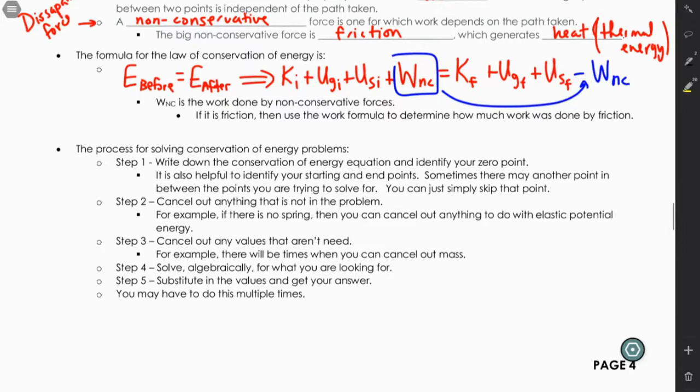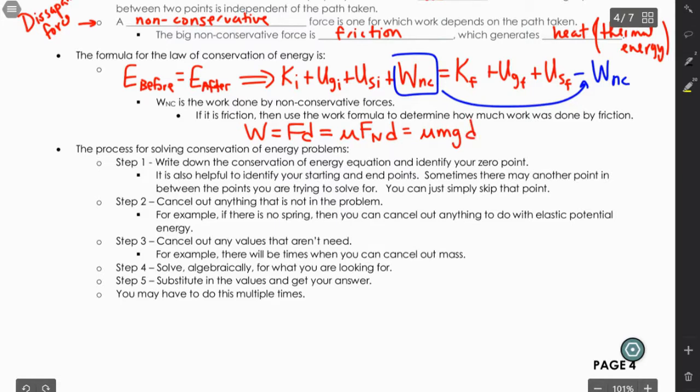And so work sub NC is the work done by non-conservative force. If it's friction, then you're going to use the work formula to determine how much work was done by friction. So remember, work is force times distance, but in this case, the work done would be your frictional force, which is mu times Fn, which typically is mu mg, times distance, okay? So what you would do is take this and plug it in there, or you can plug it in here if you want, and that would be the amount of work done by the non-conservative force, all right?